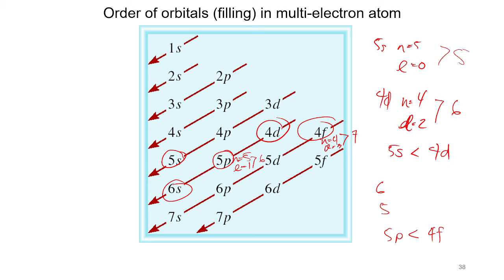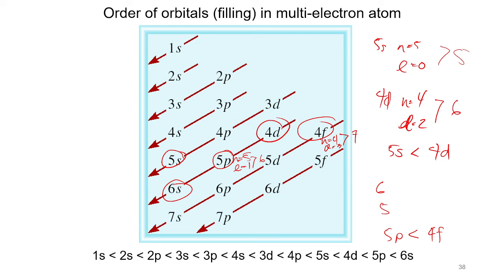In that, we have this shortcut. So we have 1s, 2s, 2p, 3s, 3p, 4s, 3d, 4p, 5s, 4d, 5p, and 6s. So if you are not so good at memorization, just like me, you can use the principle of n plus l to identify which energy level is lower than the other.